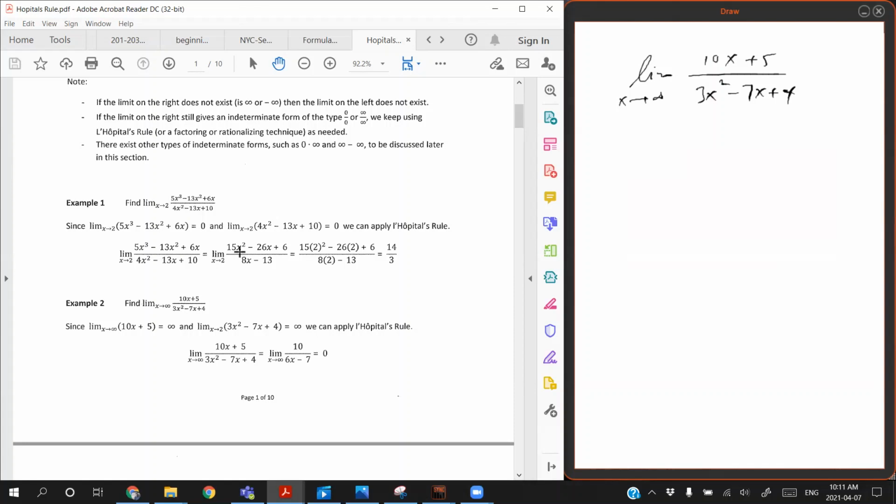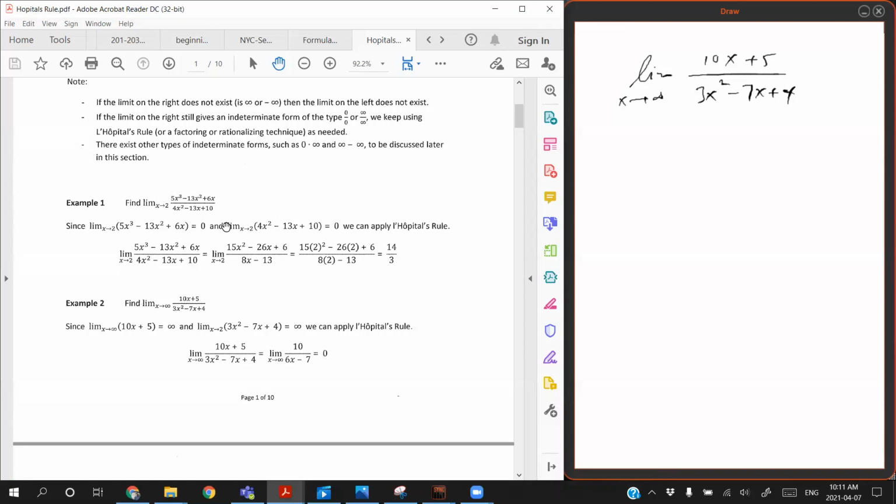So when you plug in 2 for x, you get 2 squared. That's going to be 4. And then 4 times 15 minus 2 times 26 plus 6. So 4 times 15, that's 60. 60 minus 52, and then plus 6, that will give you 14. Okay, so we applied the derivative only one time. Yeah, for this one, we didn't need to do it twice, because when we used L'Hopital's rule only once, we got this. And at this point, when you plug in 2, you get the answer. You don't need to do it again.